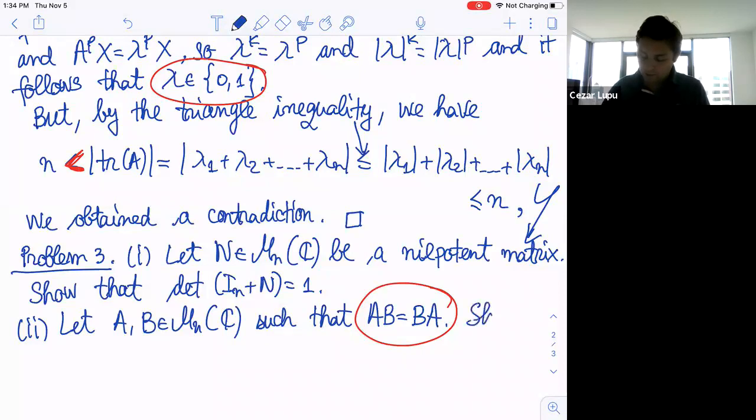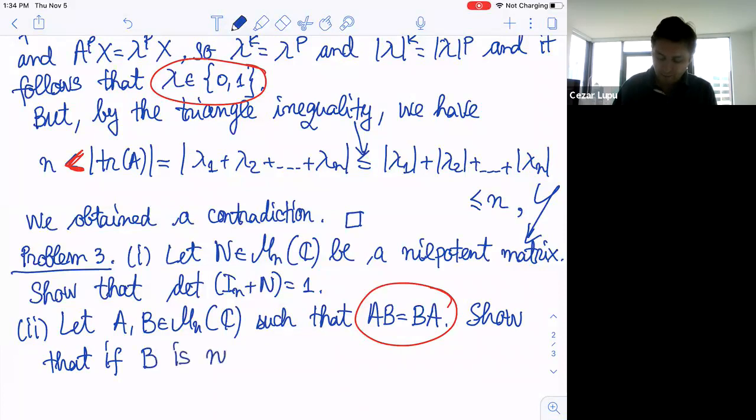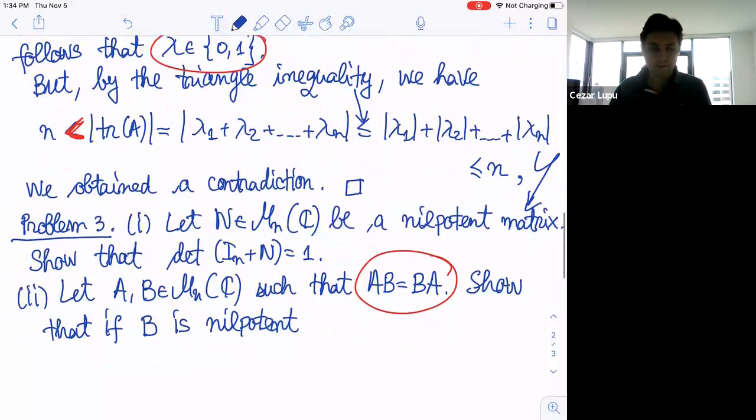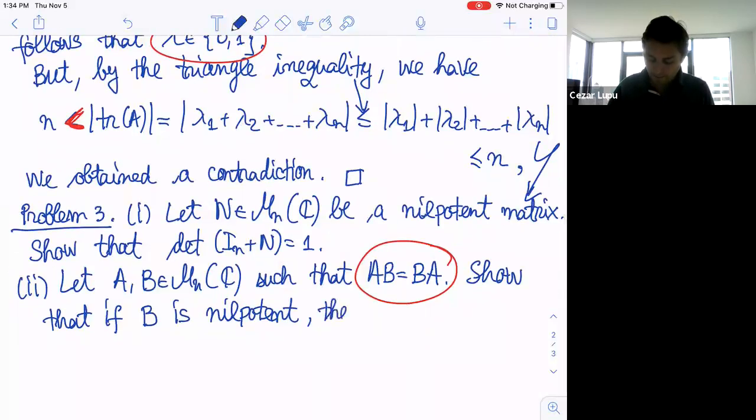And now we would like to show something. Show that if B is nilpotent, right, then the determinant of A plus B is nothing else than just the determinant of A.